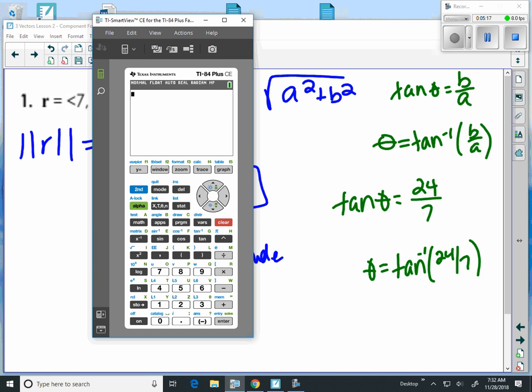Okay, so you're going to press tangent. I'm sorry, second tangent. That will give you that negative first power. If you press tangent by itself, it's going to be regular. We went tangent inverse because we're finding an angle. And then 24 divided by 7.